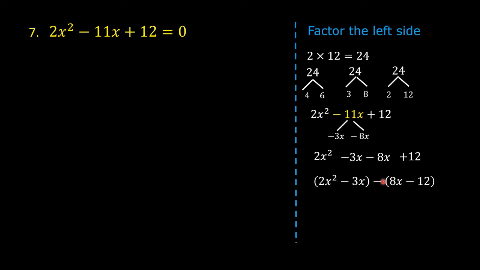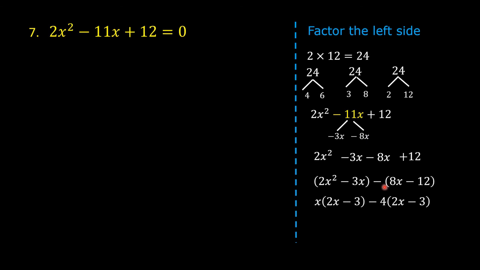We can check. Let us imagine there is a negative 1 here. Negative 1 times the 8x, negative 8x. Negative 1 times negative 12 is positive 12. And then factor out the greatest common factor here. The greatest common factor here is x, so factor it out. And then here it is 4.